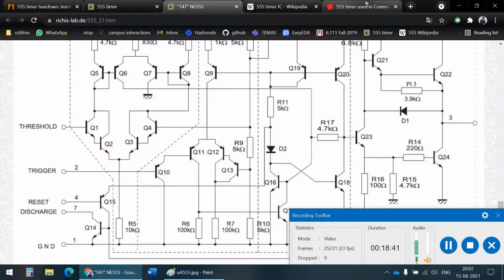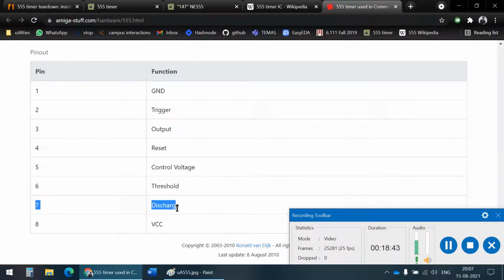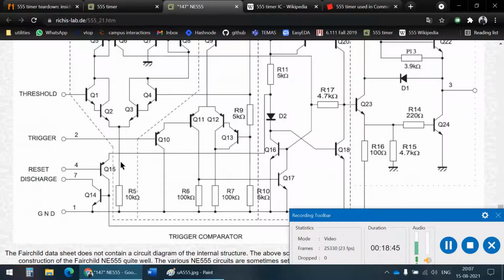Pin number 7 is the discharge pin. Let's go to this diagram. The discharge pin is here, and it seems to be connected to the collector of this transistor. Okay, and then there's the base which is connected there, and the emitter which is connected to ground.